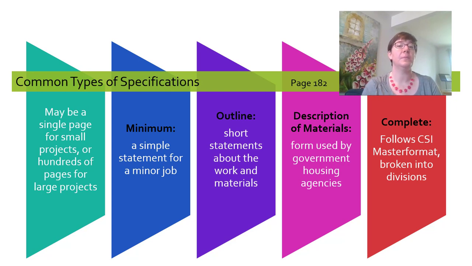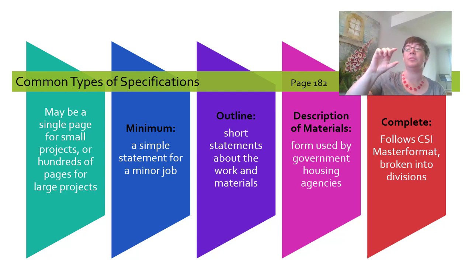So what are some common types of specifications? Well, first of all, they can vary wildly from just a single page, a quick description for a really small project, to hundreds of pages for large projects. I have held in my hands the spec books for a new high school campus, and they were 3 books this thick. That's a lot of specifications.